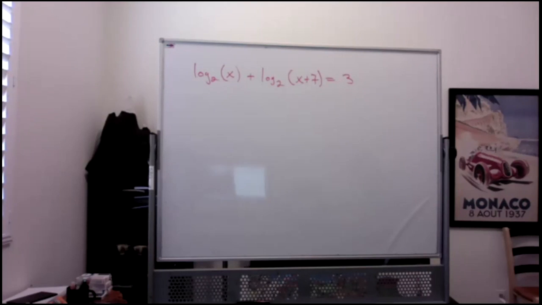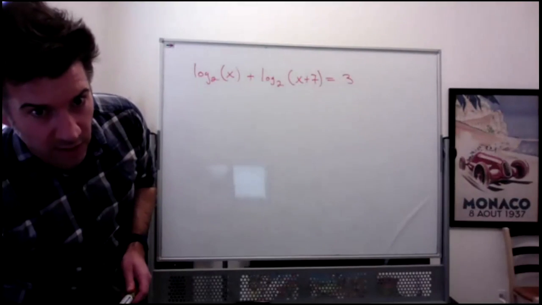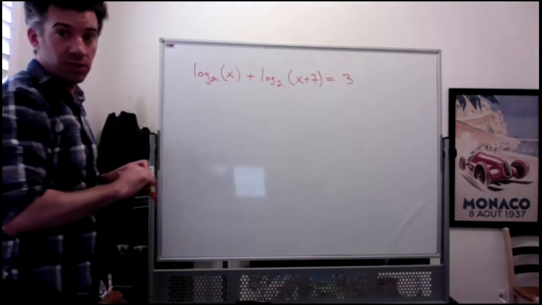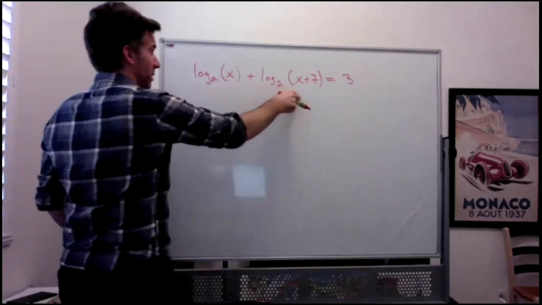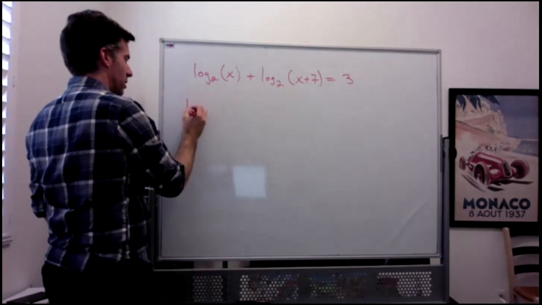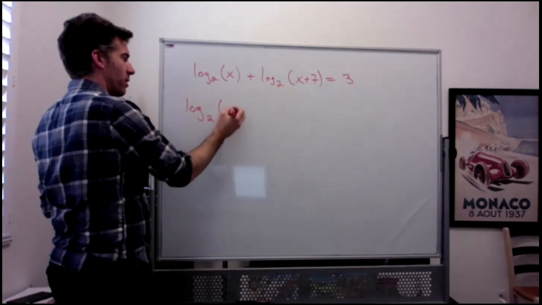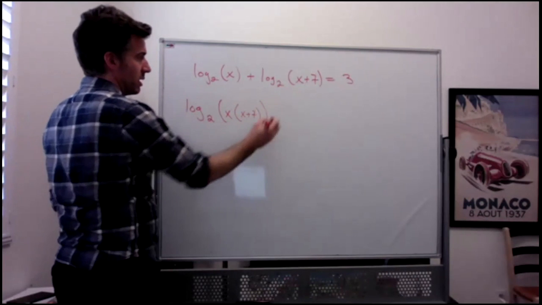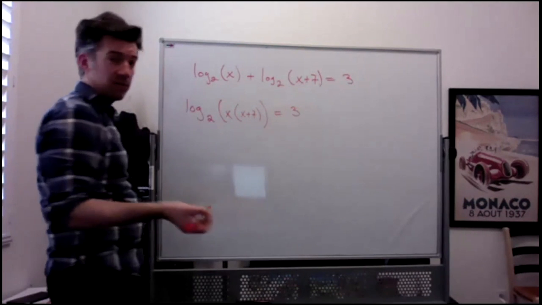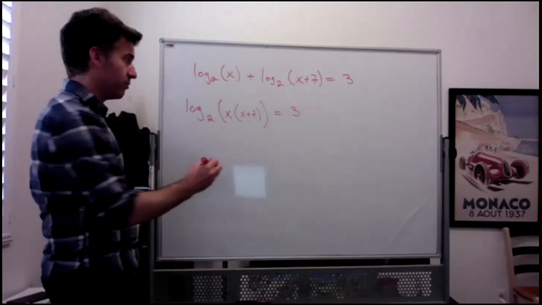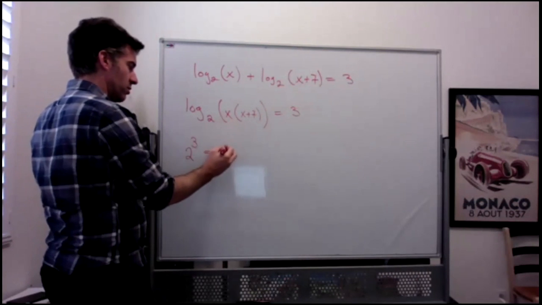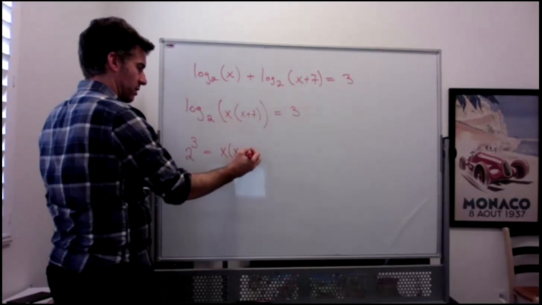Okay, so hopefully you ended up getting that 1 was a solution and negative 8 was an extraneous solution. Well, let's take a look and see. I'm going to combine these together. I'm going to get log base 2 of x times x plus 7 equal to 3. And I'm going to rewrite this as an exponential equation. My base is 2, my power is 3, and it's equal to the argument there, which is x times x plus 7.